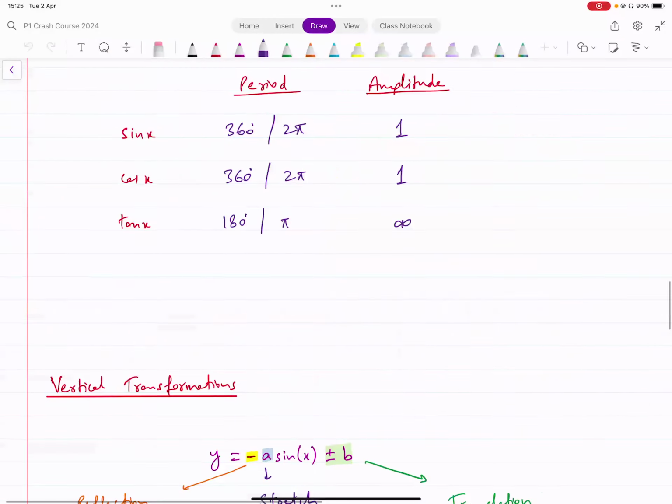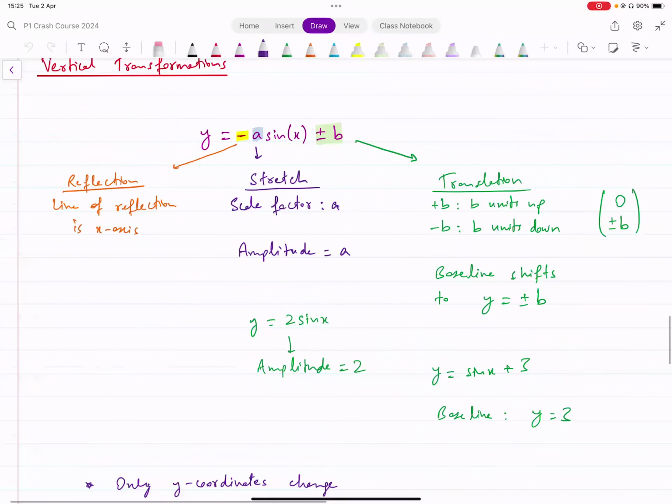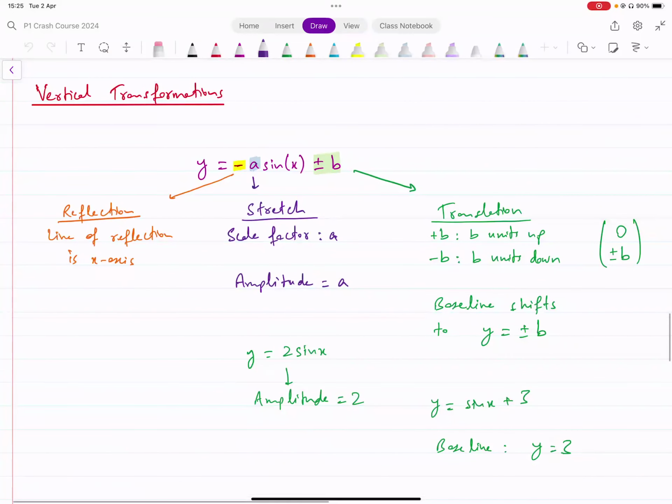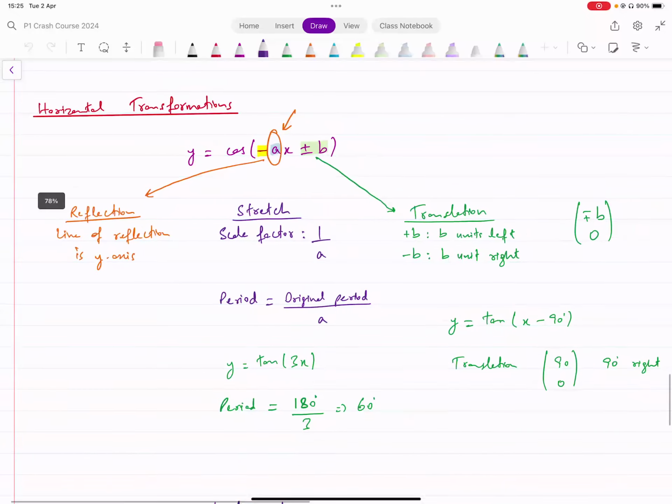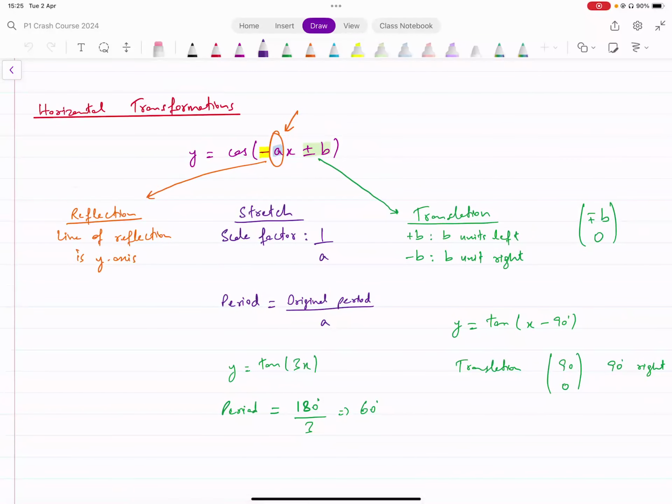Remember trigonometry graphs? We talked about vertical transformations of sine, cos, and tan, right? And we talked about horizontal transformations of sine, cos, and tan. At that point, I just asked you to write these down, that this is a stretch, this is a reflection, this is a translation. And we instead talked about amplitude of a function, baseline of a function, whether the graph is moving up or down, right? But now we have to use the language of transformations here. Okay, that's the language that we want to use instead.